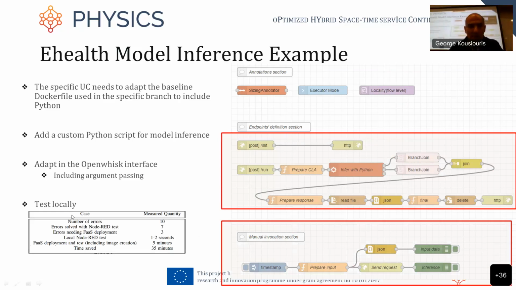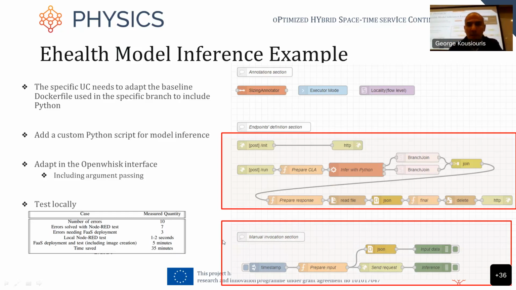So you can see here some statistics from the relevant adaptation. From approximately 10 errors that we had during the adaptation of a similar flow, 7 of them were able to be resolved within the Node-RED server itself, without actually having to build, deploy, etc. Building and deploying means around 5 minutes of time. So with the ability to manually invoke inside the Node-RED server, we are able to save this amount of time in approximately 7% of the cases.